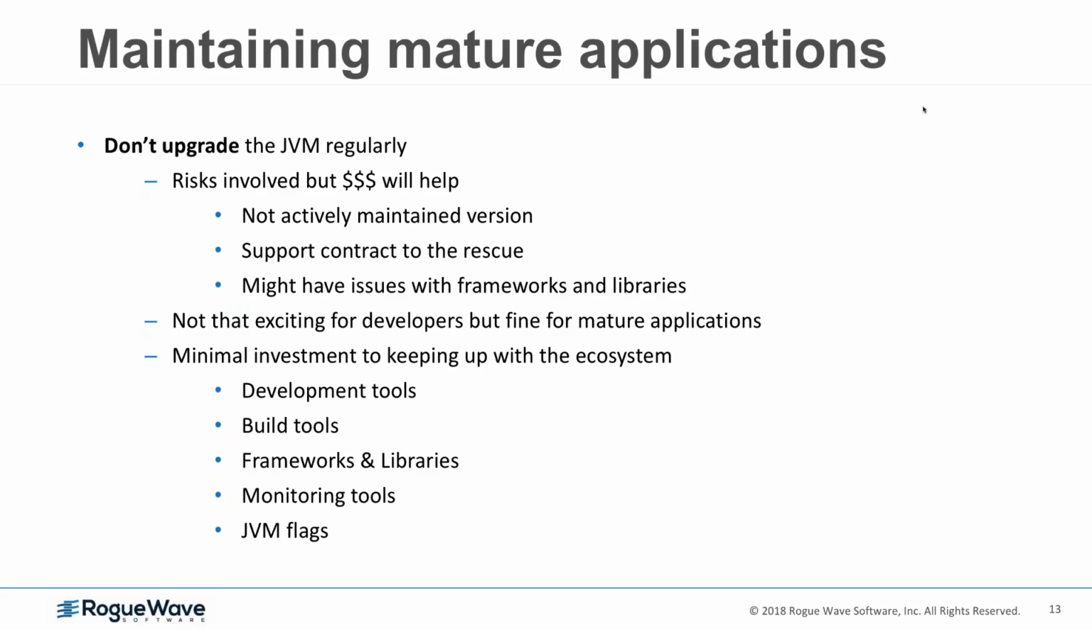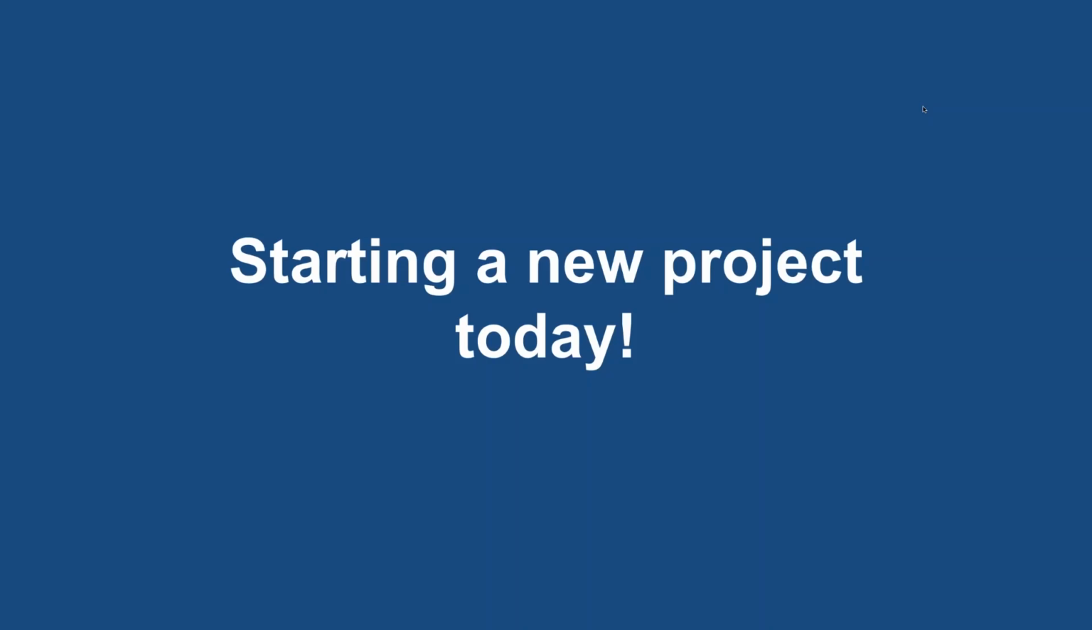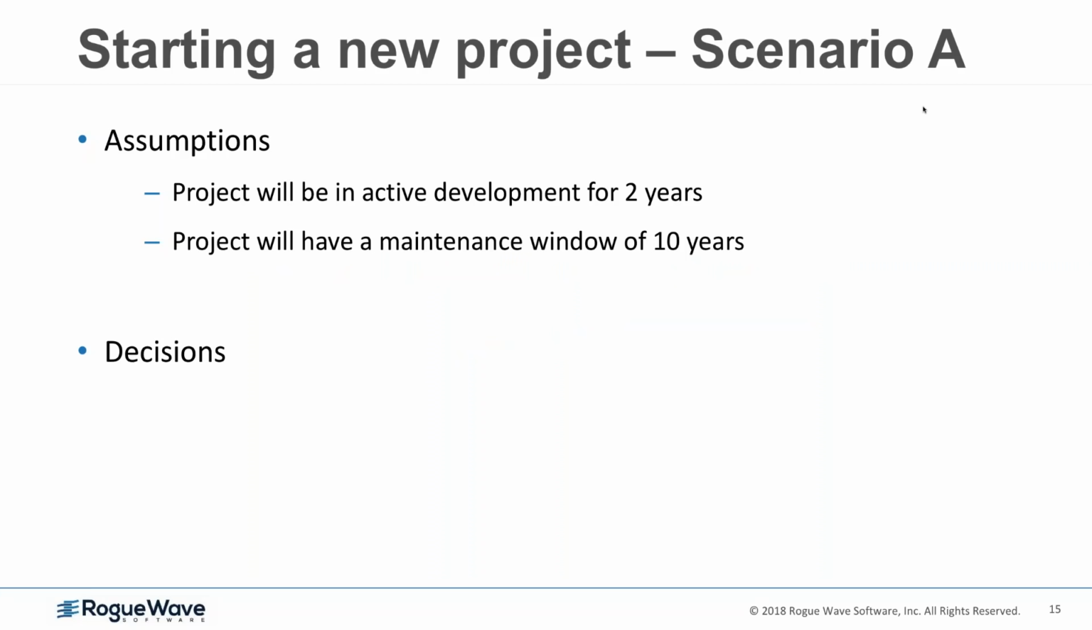Okay, but let's look at another scenario. So starting a new project today. And so let's say there's a scenario. This project will be in active development for 2 years. You believe that the project will have a maintenance window of 10 years. And now we're presented with some tough questions. Like, let's start with which Java version to base this off of. Rod, what are your thoughts here?